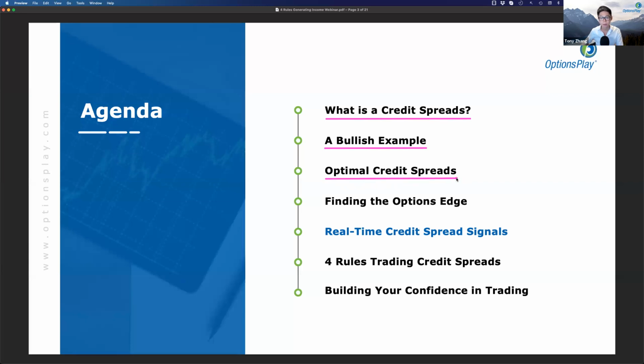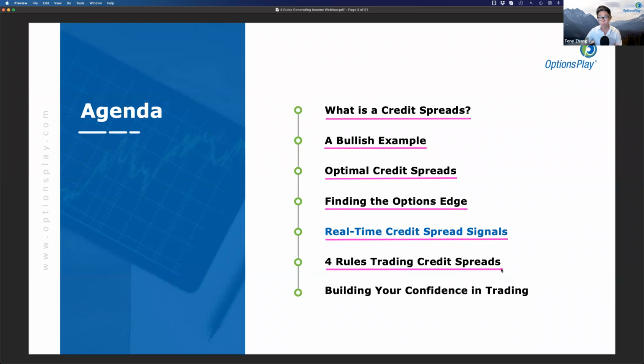Then we'll talk a little bit about what the optimal credit spreads are, meaning how you find credit spreads that give you some form of an edge. How to find that options edge is what we're going to explore here today, along with the tools available at your disposal to help you find trades that give you that edge. Then we'll talk a little about the real-time credit spread signals that we offer here at OptionsPlay, and then conclude with the 4 rules for trading credit spreads.